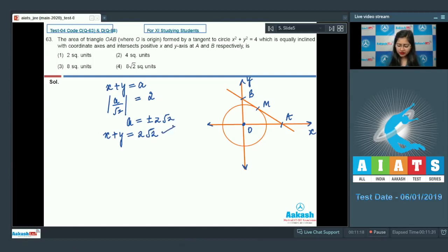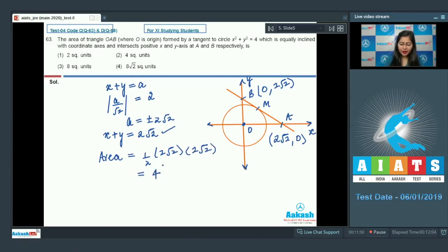Now this is the equation of tangent. So now we can find the coordinates of points A and B. To find the coordinate of point A, let us put y equal to 0. So the point will be (2 root 2, 0). Similarly, to find the point B, let us put x equal to 0. So the point will be (0, 2 root 2). Now the area of the triangle OAB, that is a right angled triangle, is equal to half into base into altitude. So this will be equal to 4 square units. So the correct answer will be option number 2.